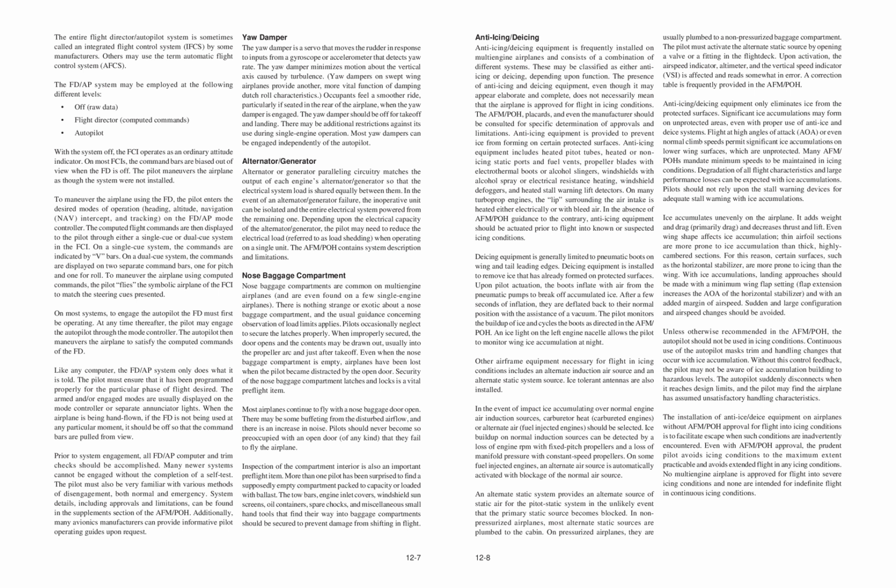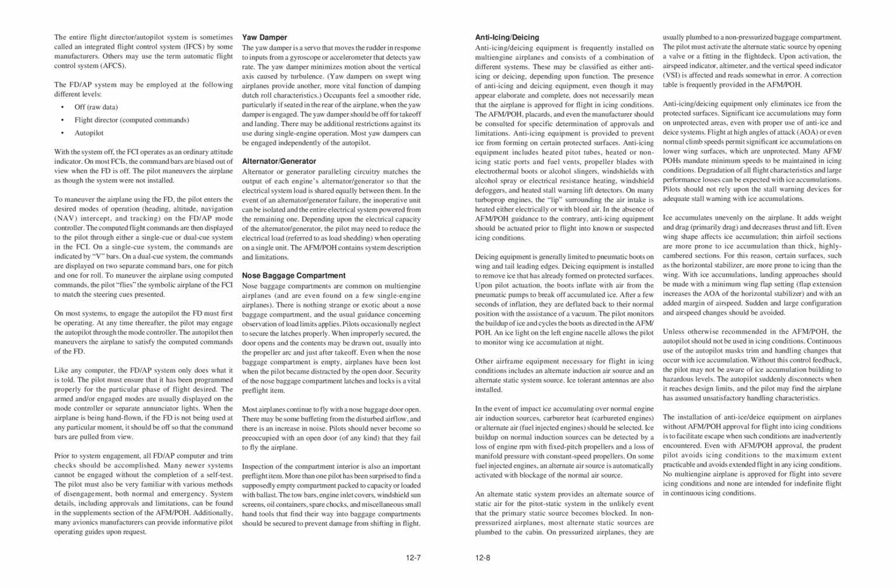When the airplane is being hand-flown, if the FD is not being used at any particular moment, it should be off so that the command bars are pulled from view. Prior to system engagement, all FD/AP computer and trim checks should be accomplished. Many newer systems cannot be engaged without the completion of a self-test. The pilot must also be very familiar with various methods of disengagement, both normal and emergency. System details, including approvals and limitations, can be found in the supplements section of the AFM/POH. Additionally, many avionics manufacturers can provide informative pilot operating guides upon request.